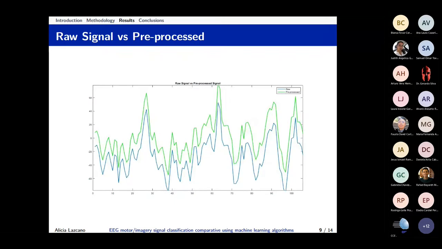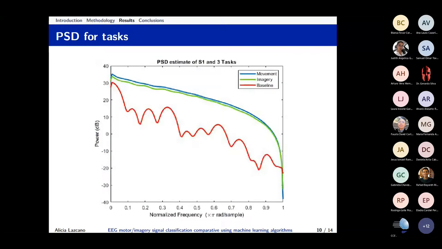This is our raw signal versus the results part. This is the methodology and these are the results that we obtained. This is the preprocessed signal, where we are going to eliminate the base and give a new baseline. Here it can be appreciated. Here are the PSD for the task.